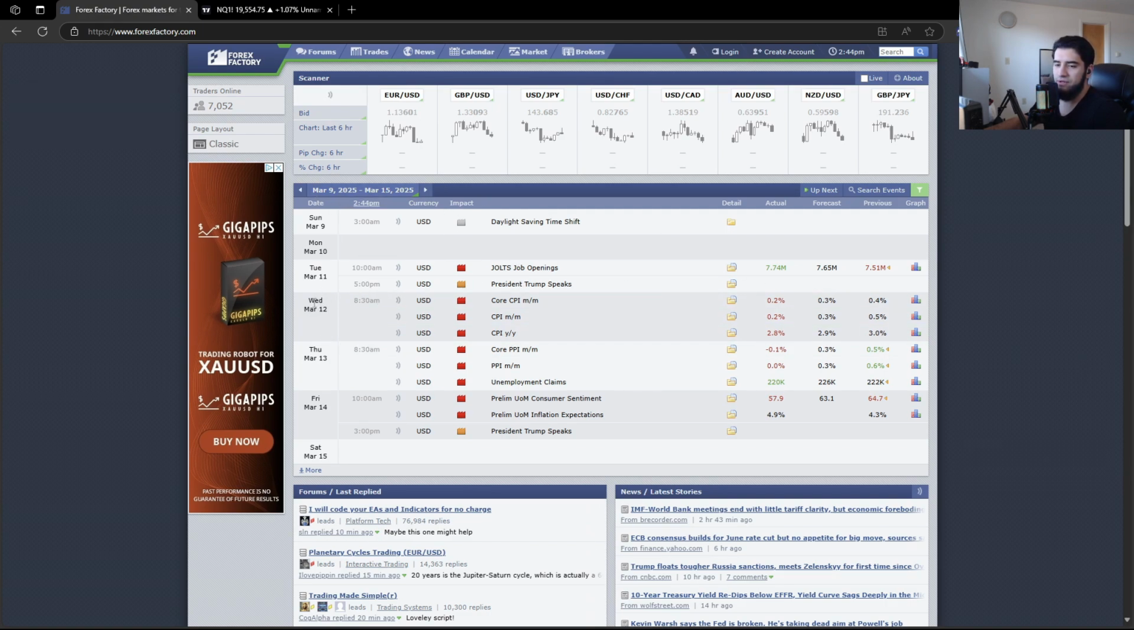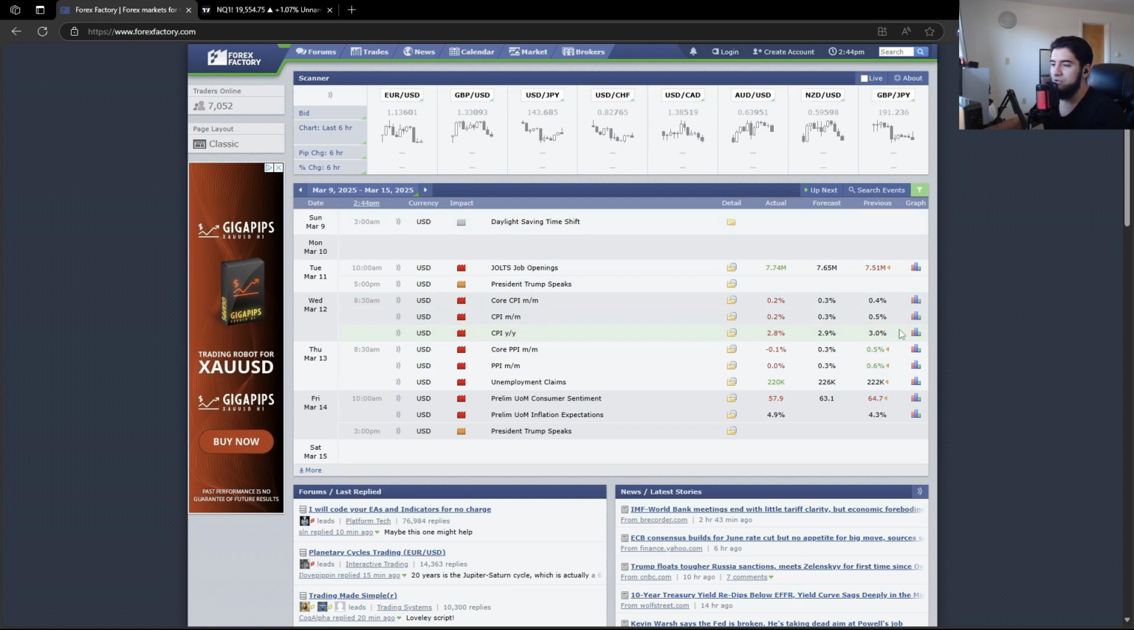So you have the date whenever the news is coming out. Then you have the time, which is 8:30 a.m., and everything is Eastern Standard Time. And then you see what's coming out for that certain period of time. So at 8:30 we have core CPI, CPI month over month, and CPI year over year.